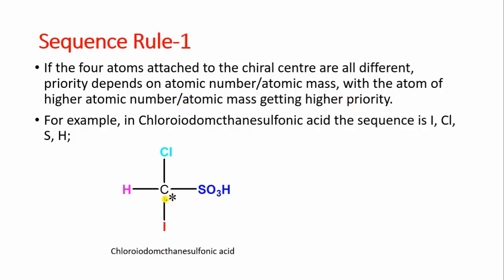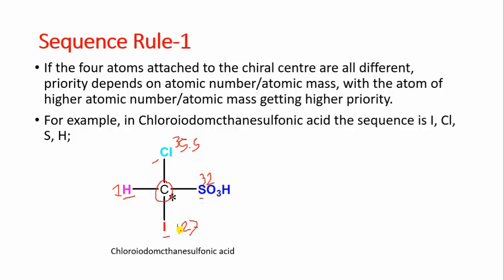So in this example you can find this chiral carbon is attached to 4 different atoms. First we assign priority on the basis of atomic weight or atomic mass. Iodine has an atomic weight of 127, sulfur 32, Cl 35.5, and hydrogen 1.